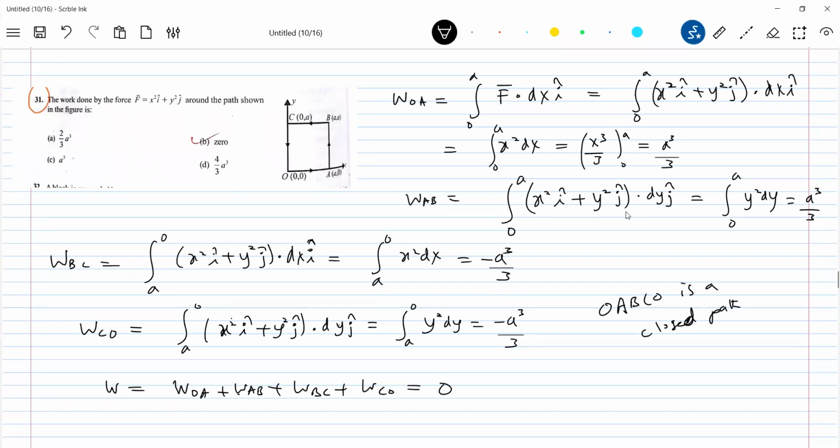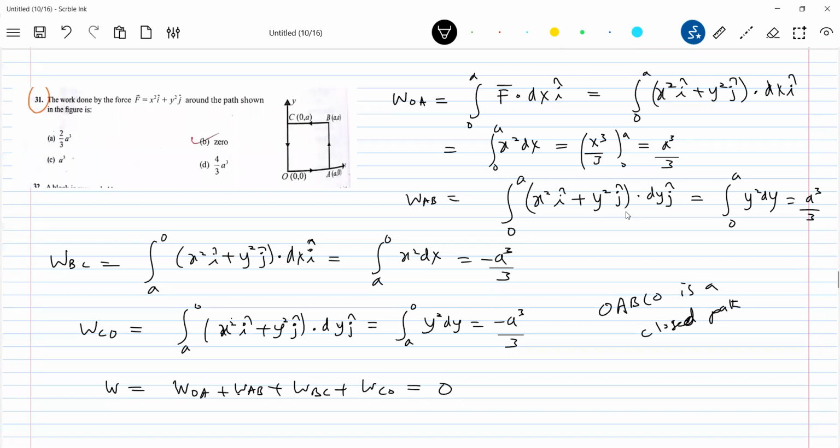So what is the basic definition of conservative force? Work done by conservative force in a closed path must be 0, no? Therefore, can you categorize this force as a conservative force? Yes, it is. So you choose some other path, and work done by conservative force is independent of path. So you choose the path OABCO, or you choose path OB, or OA plus AB, the net work done will be independent of path here.